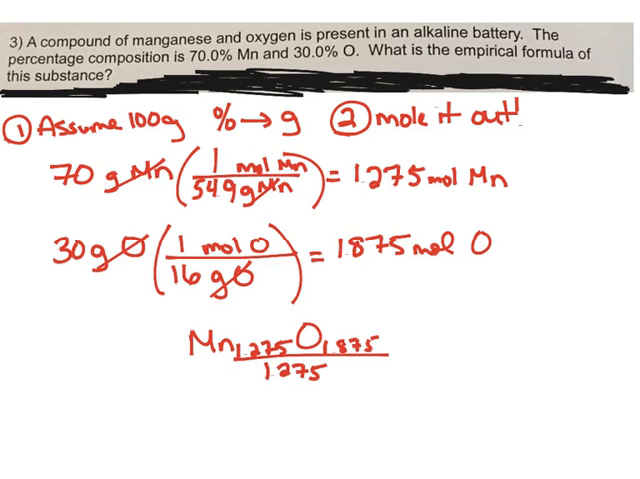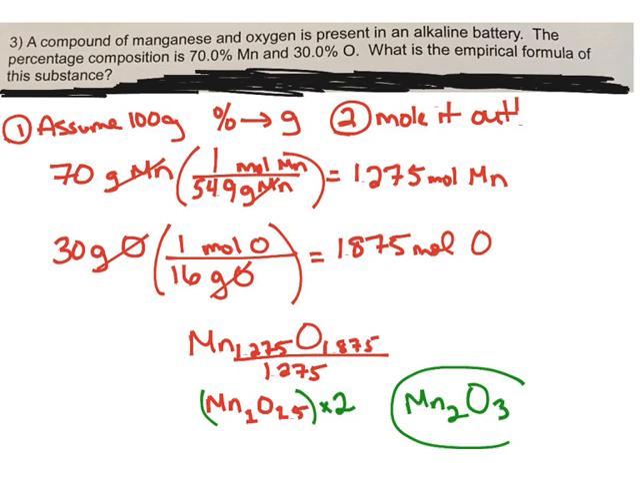1.275 divided by itself is 1, and 1.875 divided by 1.275 comes out to be about 1.5. If I ever get something that has a 0.5, I can just multiply the whole thing by 2. So 1 times 2 is 2, I get Mn with a subscript of 2, and 1.5 times 2 is 3. I get Mn2O3. That is my formula. And that makes sense. Manganese can have a 3+ charge, and oxygen has a 2- charge, and that would make this formula. This would be manganese(III) oxide.